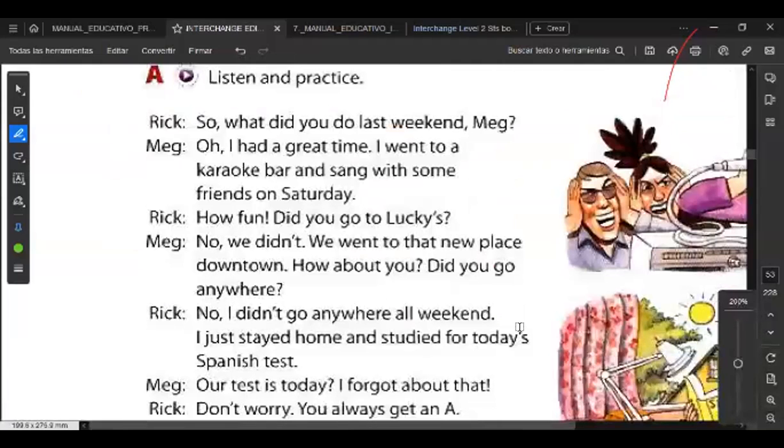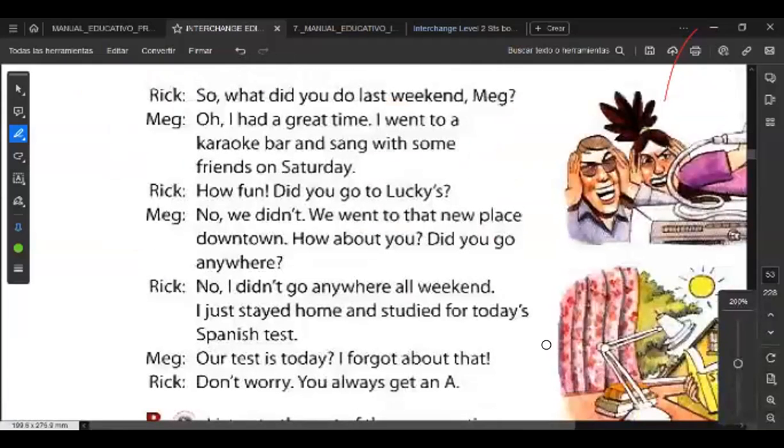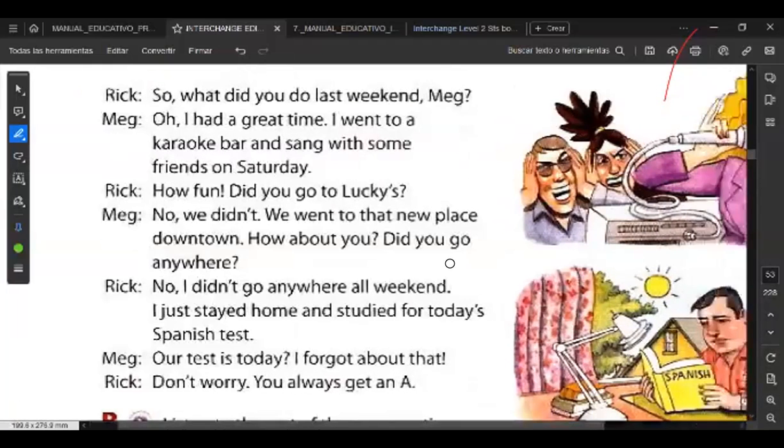How fun. Did you go to Lucky's? No, we didn't. We went to that new place downtown. How about you? Did you go anywhere? No, I didn't go anywhere all weekend. I just stayed home and studied for today's Spanish test. Our test is today. I forgot about that. Don't worry, you always get an A.